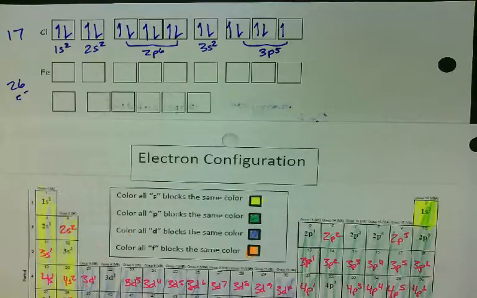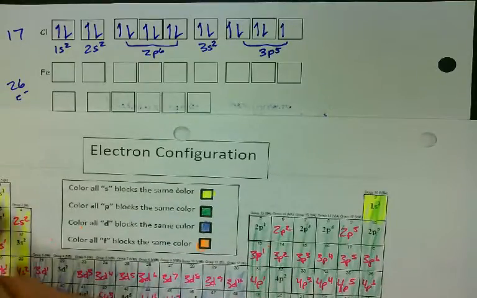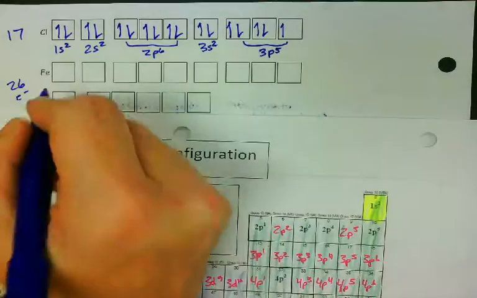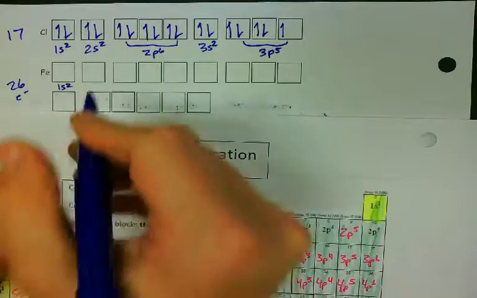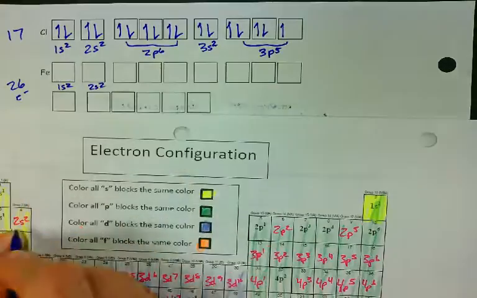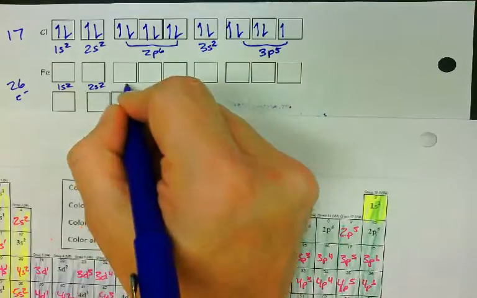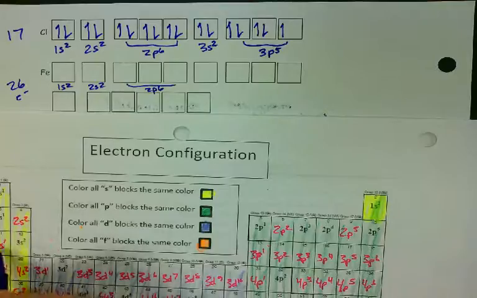So we do the same thing. It's the same roadmap. You're going to see the same patterns. So where did we start? Going across. We passed this block. We stopped there. So 1s2. Okay, done with that one. Moving to the next one. 2s2, end of that block. Next one. Going across the whole thing. So this whole piece right here is 2p6. Next part.